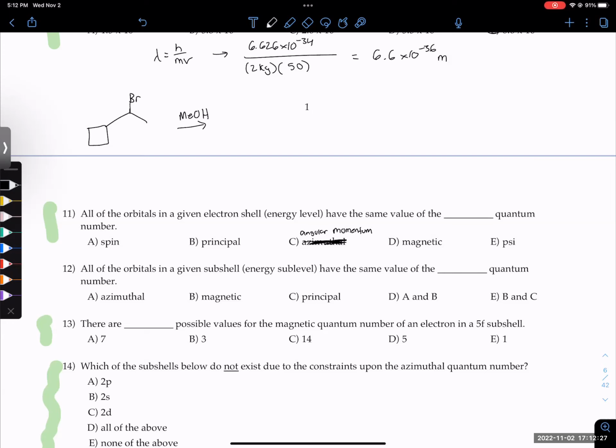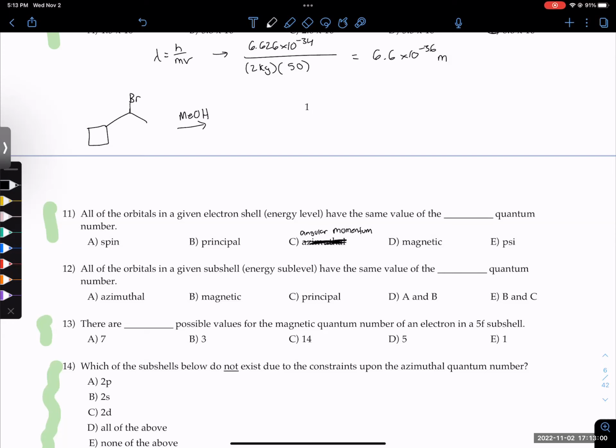Sounds about right. Okay, so all the orbitals in a given electron shell, it abbreviates or says energy level, have the same value of what quantum number? And what did we come to an agreement on? Did you have an answer? Yes. It is principal. Do you know why?